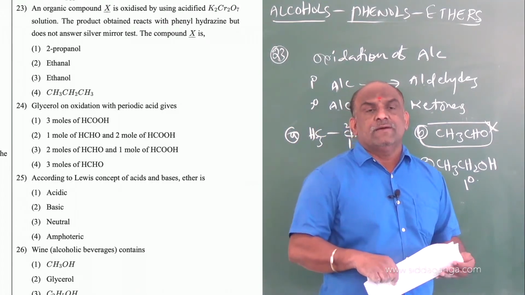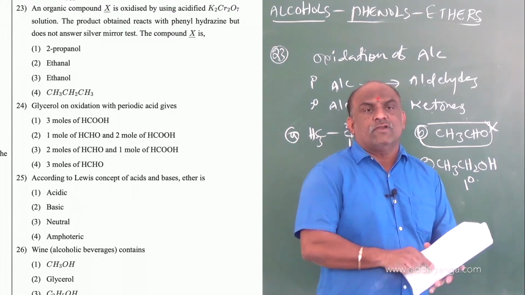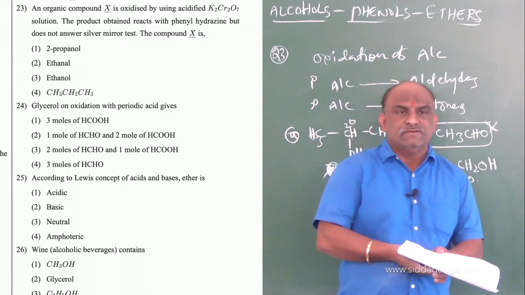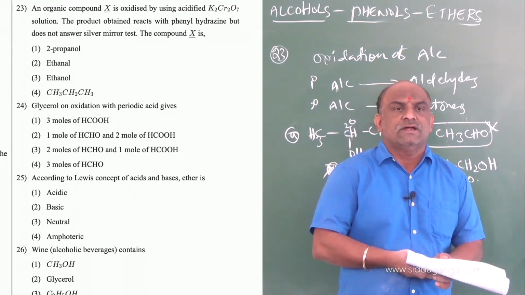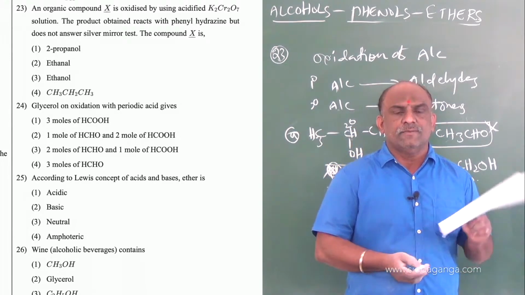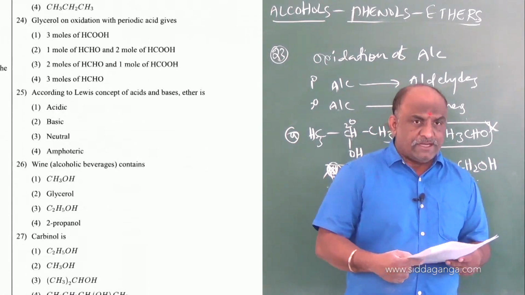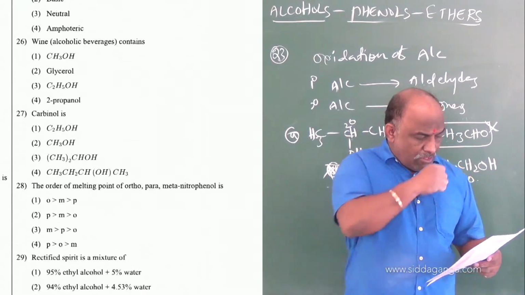2-propanol is an example of a secondary alcohol. So the reason for this question is that secondary alcohols on oxidation give ketones. Ketones do not give the silver mirror test. You should keep that point in your mind. Then the answer was option one.